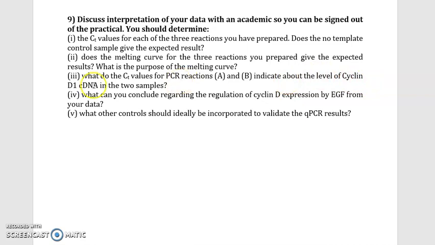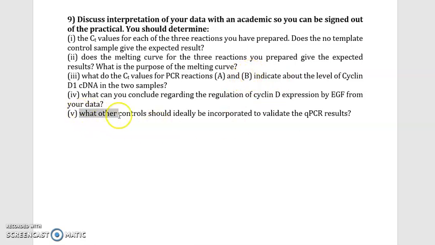So what does this indicate about cyclin D1 expression, or cyclin D1 cDNA, in the two samples? Well, there is more cyclin D1 in our treated cells. And what can you conclude regarding the regulation of cyclin D expression by epidermal growth factor from your data? So again, epidermal growth factor is what we're using to treat our cells, so that's what we used for our B cells. And from our results, like I mentioned in the answer for part 3, our B CT values were significantly lower than our A values. And again, that means that we reached our threshold value before we did for A, and that means that there is a greater expression of cyclin D1 in our treated cells, which would indicate that epidermal growth factor is increasing the expression of cyclin D1 in the treated cells.